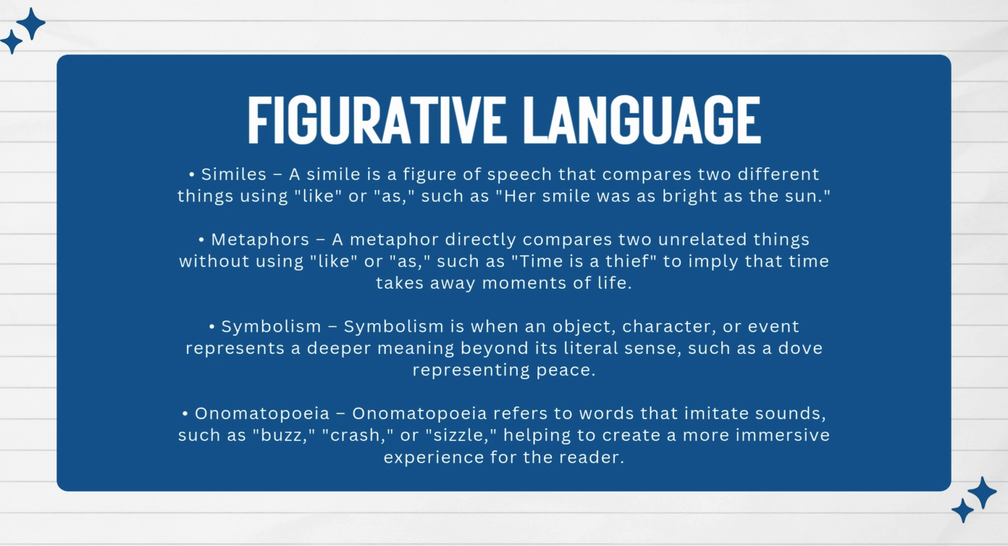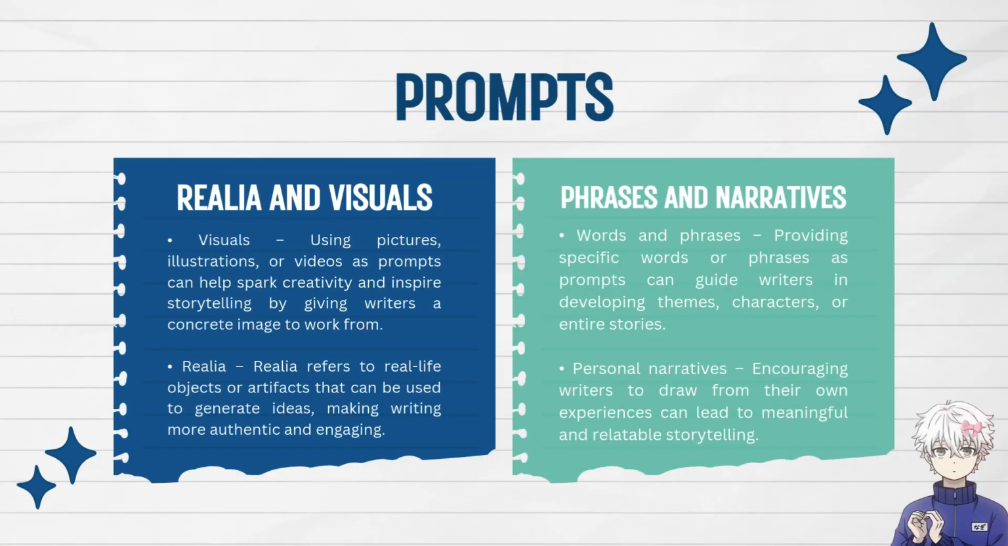The third one is symbolism. Symbolism is when an object, character, or an event represents a deeper meaning beyond its literal sense, such as a dove representing peace. The last one is onomatopoeia. Onomatopoeia refers to the words that imitate sounds, such as buzz, crash, or sizzle, helping to create a more immersive experience for the reader.